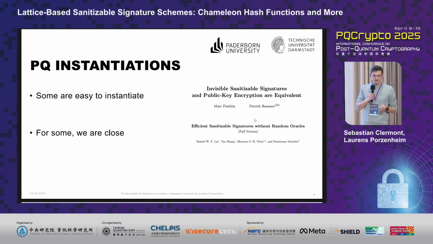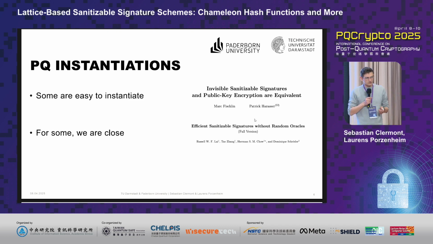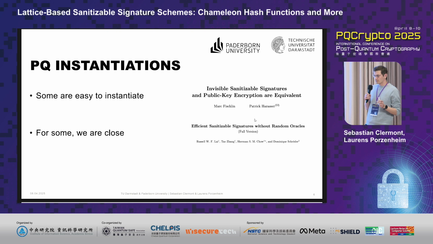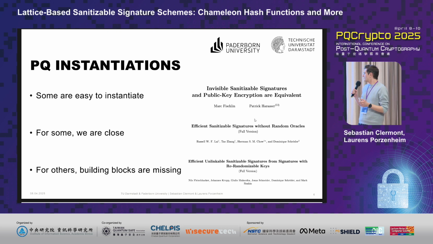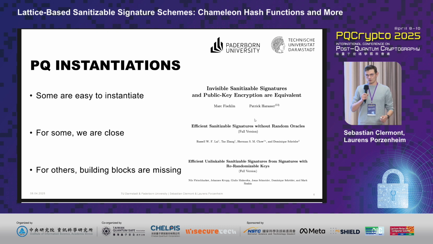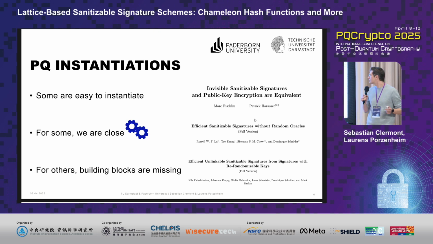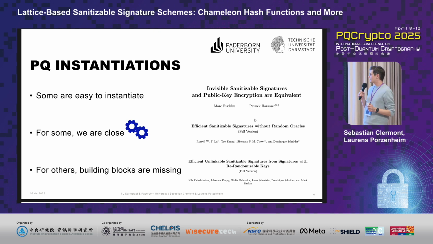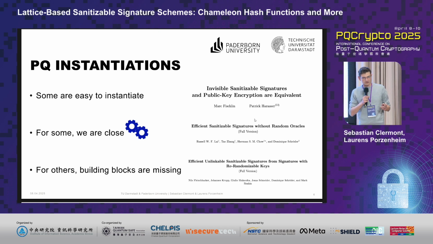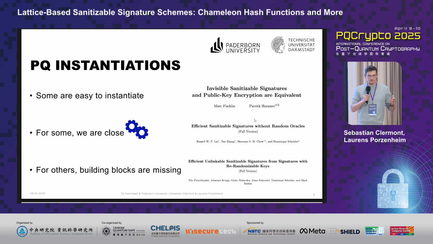Then there are some instantiations that hinge on the so-called Chameleon hash function, which I will talk more about later, where we are somewhat close, but there's a missing gap, which Laurens will talk about in a moment. And then there are signatures that hinge on more specialized building blocks, like the accountable ring signature or the equivalence class signature, for which no lattice-based constructions exist at the moment. So in our paper, we looked at these constructions using Chameleon hash functions where we are close, and tried to close this gap to be able to instantiate them in practice.